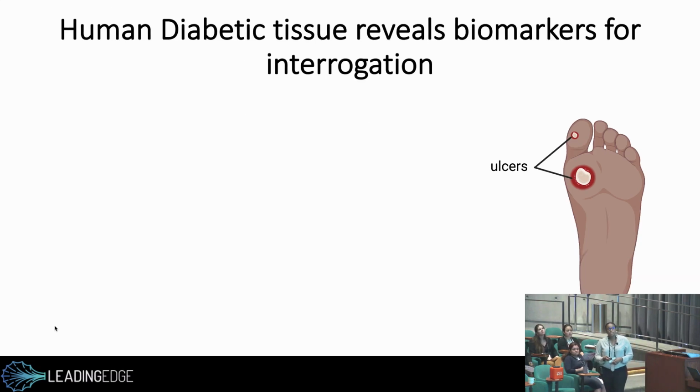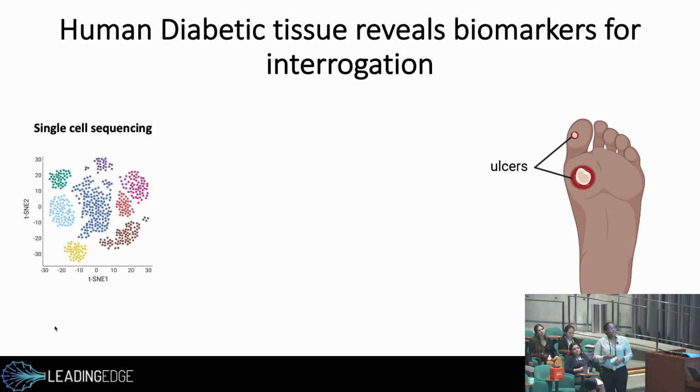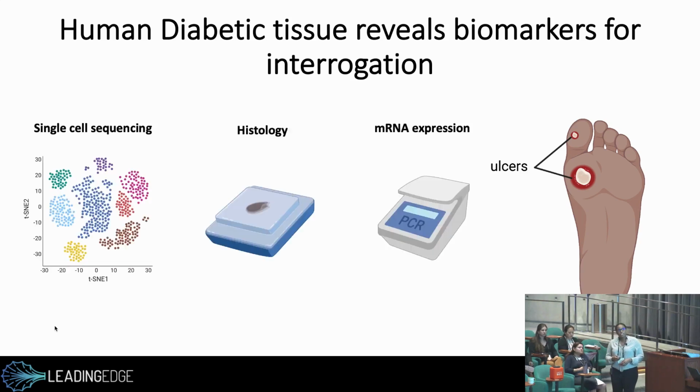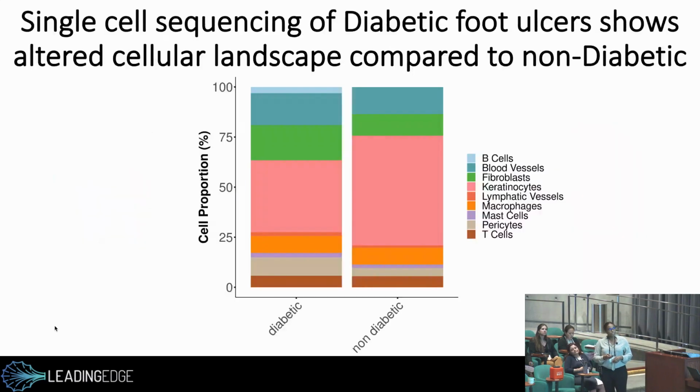So my work focuses on using diabetic foot ulcers and non-diabetic foot ulcers, trying to understand which biomarkers we can use to develop better treatments. I use single-cell sequencing, histology, and mRNA expression. I'll just show a few bits of data here. Single-cell sequencing of diabetic and non-diabetic foot wound tissue will show you differences in the tissue architecture.